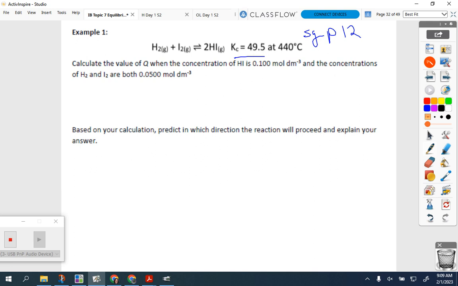Oh, it's squared. I'm stupid. Left or right? So hang on, what is it? Q is 4.